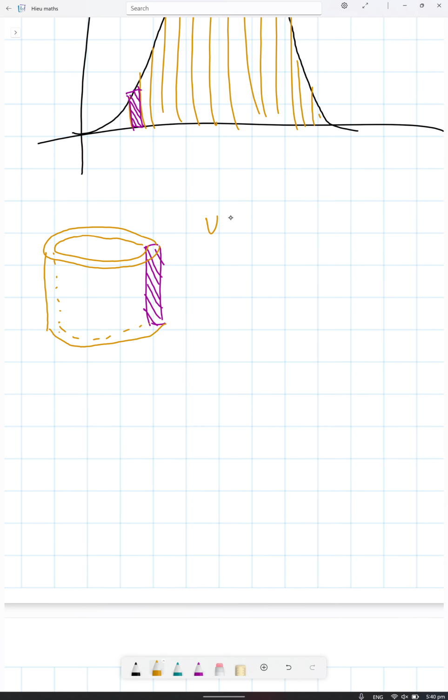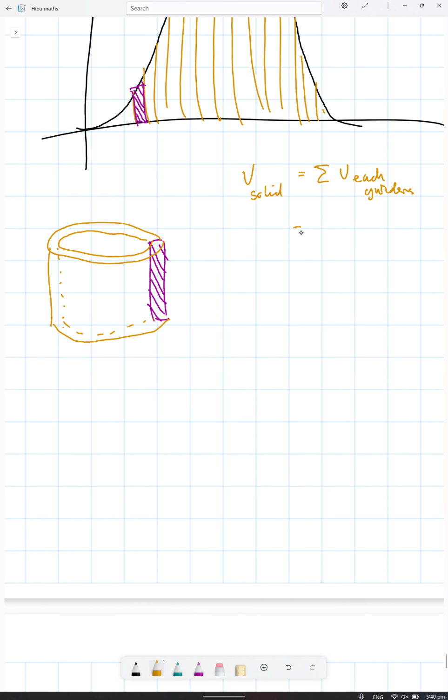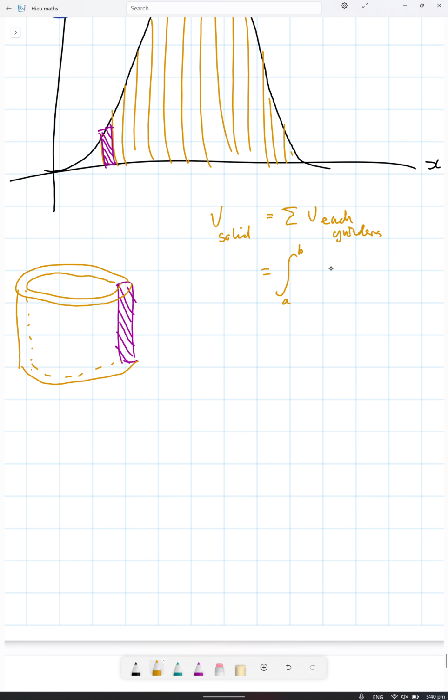So first of all, we need to find the volume. The volume of the solid is just the summation of the volumes of each cylinder, right? So what's the volume of each cylinder? Let's go back to here. The volume of the solid is equal to the summation of the volume of each cylinder. Therefore, we can just use the integral sign instead, and we go from a to b, and then we can do the volume of each cylinder. I just want to show this so you can remember that this sign is no different from the integral sign.